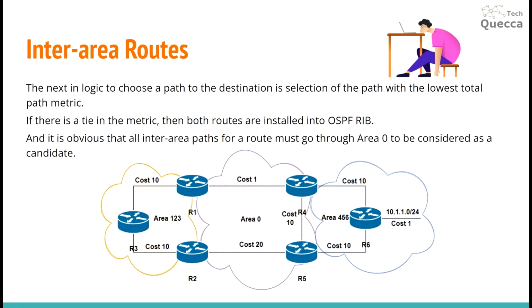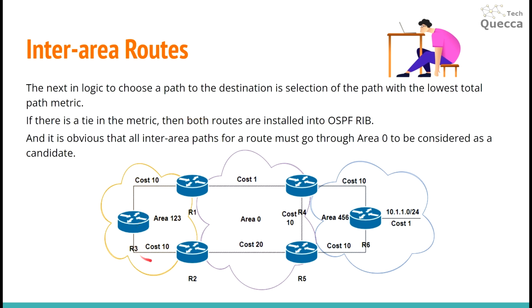Inter-area routes. The next in logic to choose the path to the destination is selection of the path with the lowest total path metric. If there is a tie in the metric, then both routes are installed into the OSPF routing information base, and it is obvious that all inter-area paths for a route must go through area 0 to be considered as a candidate.